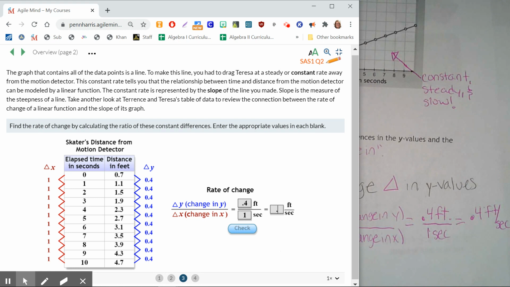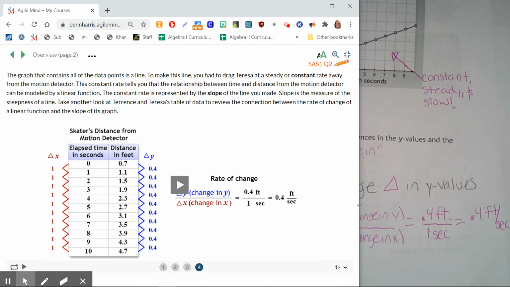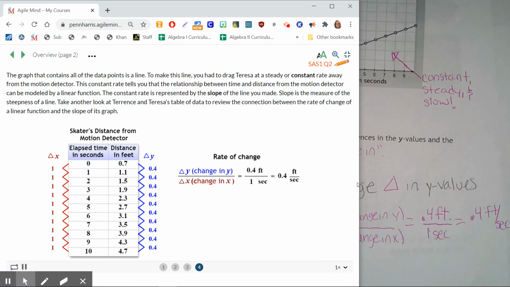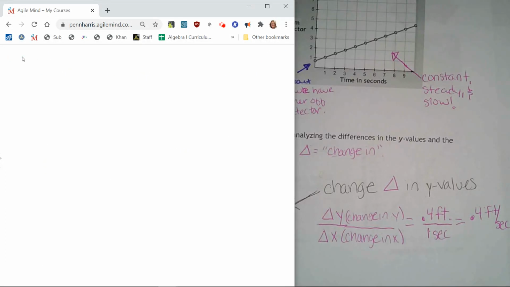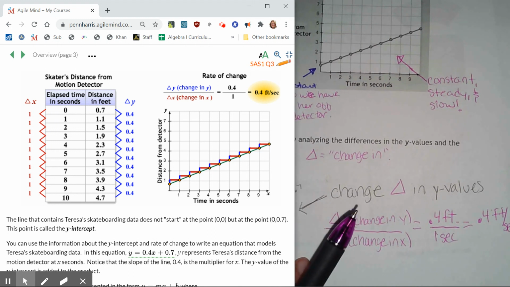Okay, so let's go on here. We're still on question 2. So here, they just want us to see back to table. This 0.4 feet per second, all it does is that little value right here in blue, all the blues are that 0.4 feet, and it goes over 1 second in red every single time. Okay, let's go on. Okay, some more things that we want to talk about this section. So we're going to flip to question 3 here.